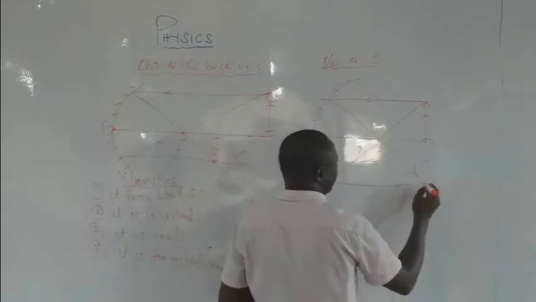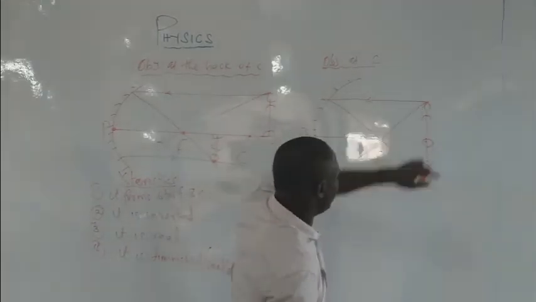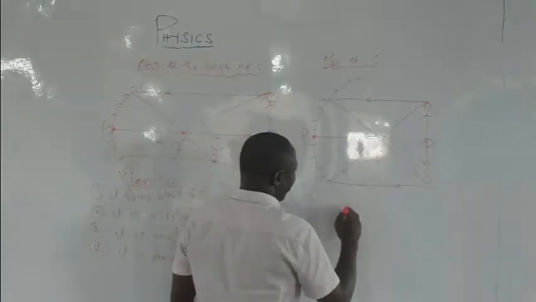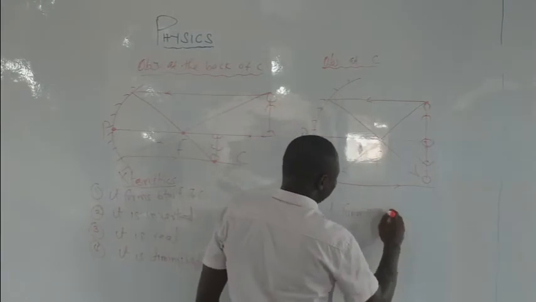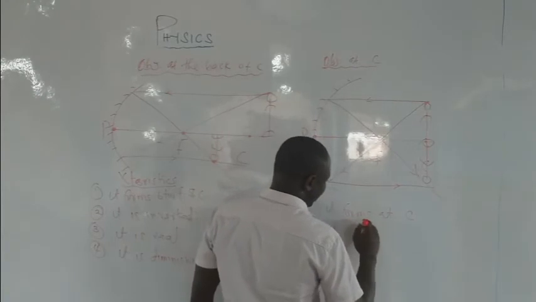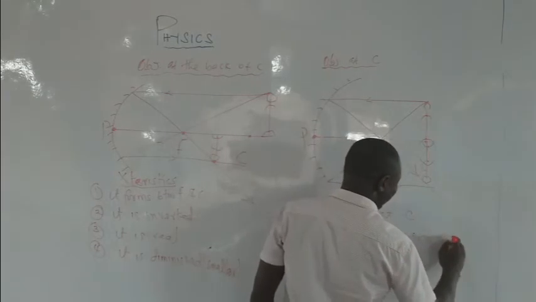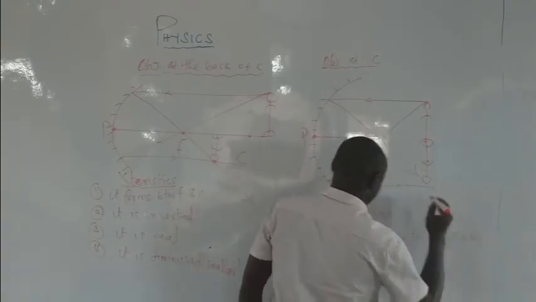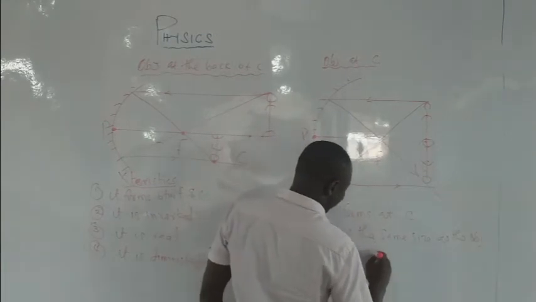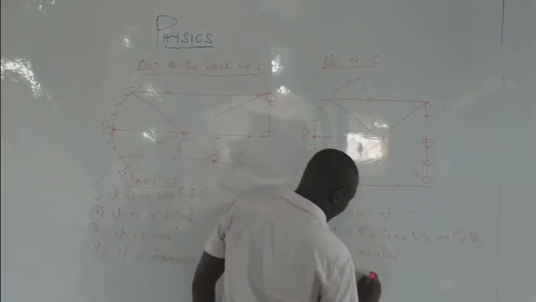So this is reflected, second reflected. So the image forms here. Now, this is the object, this is the image. So the characteristics now: number one, it forms at C. Number two, it is the same size as the object. Number three, it is inverted. Number four, it is real.